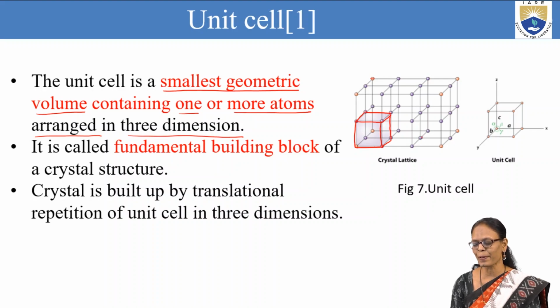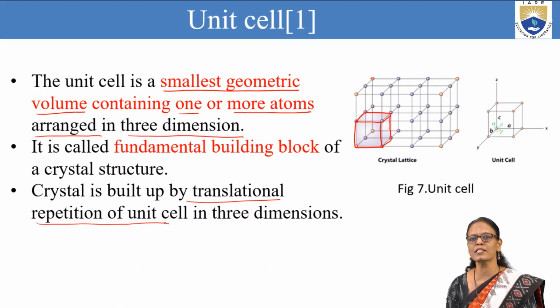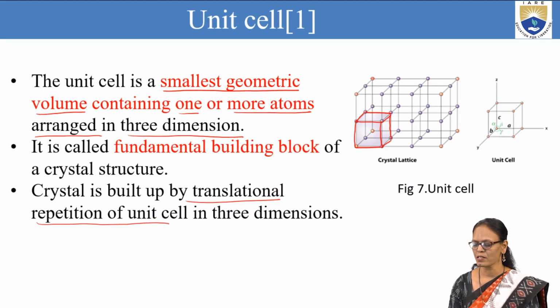This, when it is repeated, you will get the crystal structure. So, we are going to call it a fundamental building block. When I keep this cell outside, this is a unit cell. So a crystal structure consists of many such unit cells placed one after the other. So a crystal is built up by translational repetition of the unit cell. These repetitions of unit cells will give us the crystal structure.